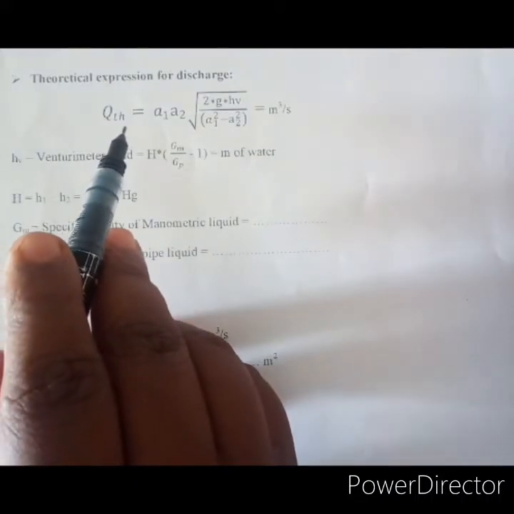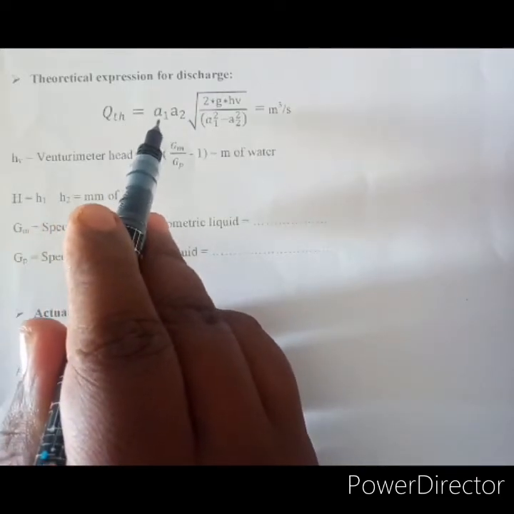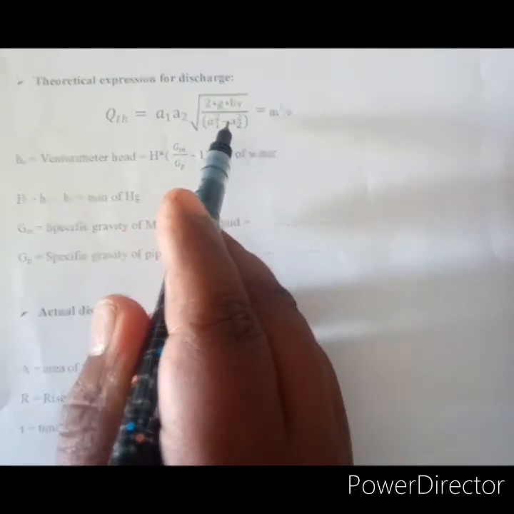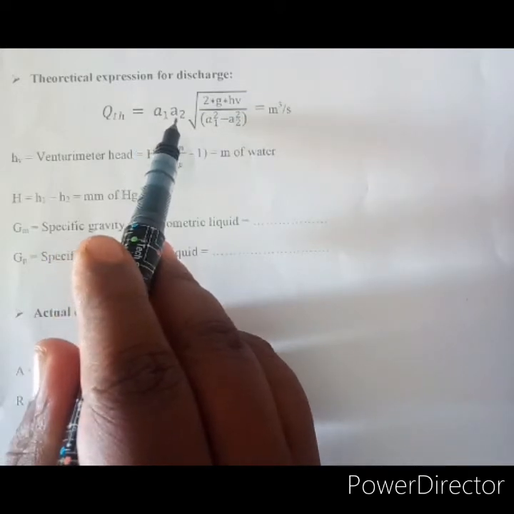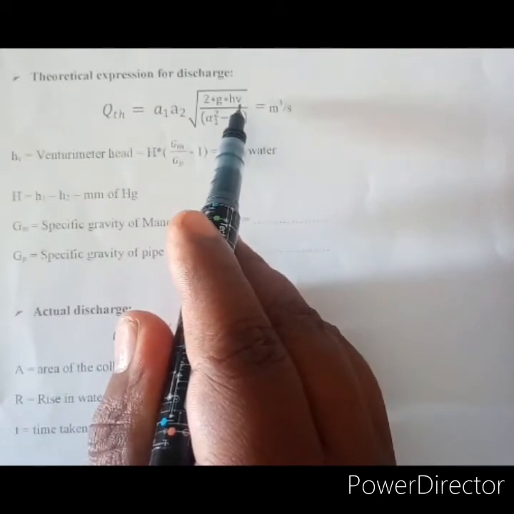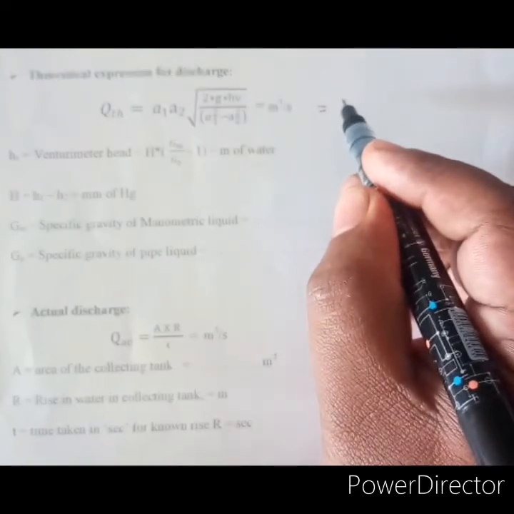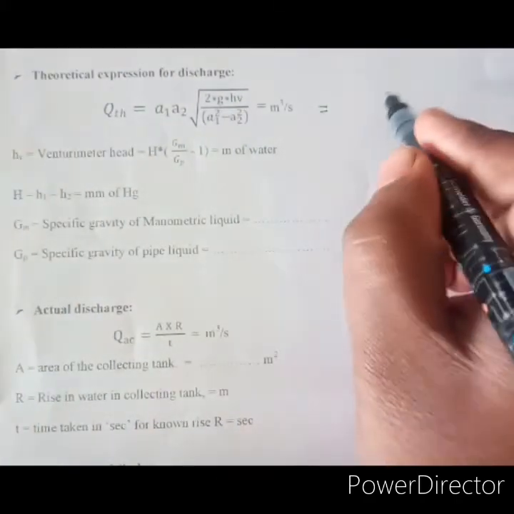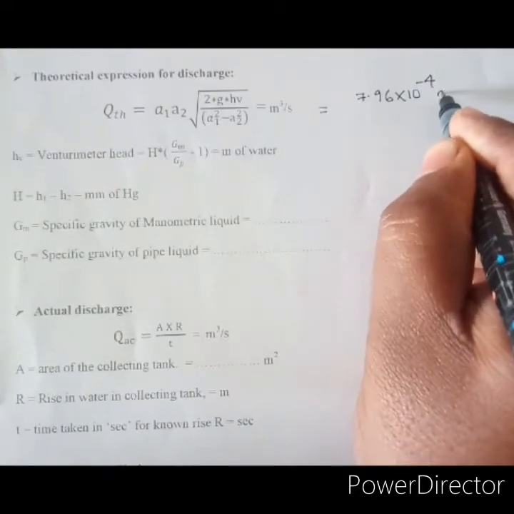The theoretical discharge through an Orificemeter can be calculated using the formula Q theoretical equal to A1 into A2 into square root of 2 g HV divided by square root of A1 square minus A2 square, where A1 represents the area at the inlet, A2 represents the area at the orifice, and HV is the orifice head. Using these values, the Q theoretical will be 7.96 × 10^-4 m³ per second.